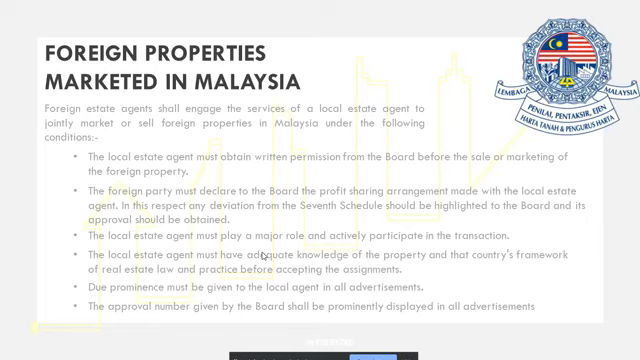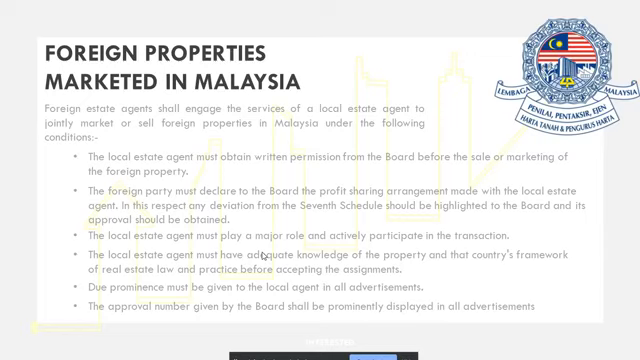So estate agent di Malaysia ni kena dapat written permission daripada board dululah sebelum penjualan atau marketing dibuat. The foreign party must declare to the board the profit sharing arrangement made. So foreign party ni, orang ejen luar negara kenalah declare kat board ni berapa commission yang dia dapat, berapa commission local ni dapat. Dia kena declare lah. Apa-apa pun based on 7 schedule lah.